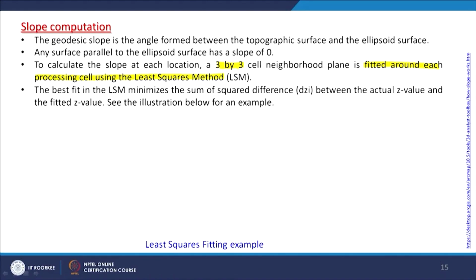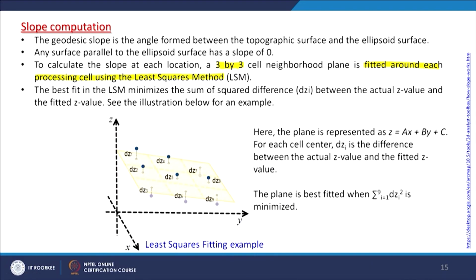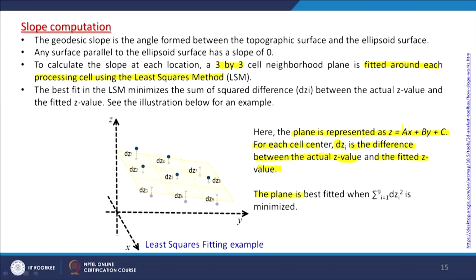And the best fit in this LSM minimizes the sum of squared differences, that is dz_i, between the actual Z value and the fitted Z value. This is what we see here: the plane is represented with Z equal to AX plus BY plus C. For each cell, the dz is the difference between the actual z value and the fitted z value, because instead of 2D, now we are talking in 3D. So, much care is required, and the best fitted plane is expressed like this, which minimizes the variance.